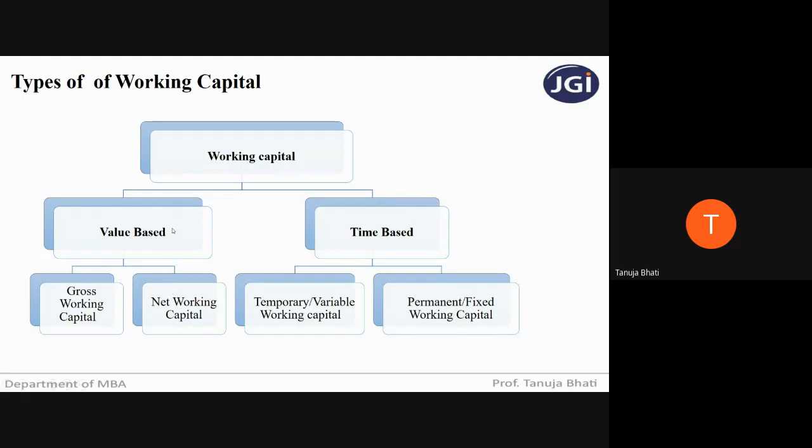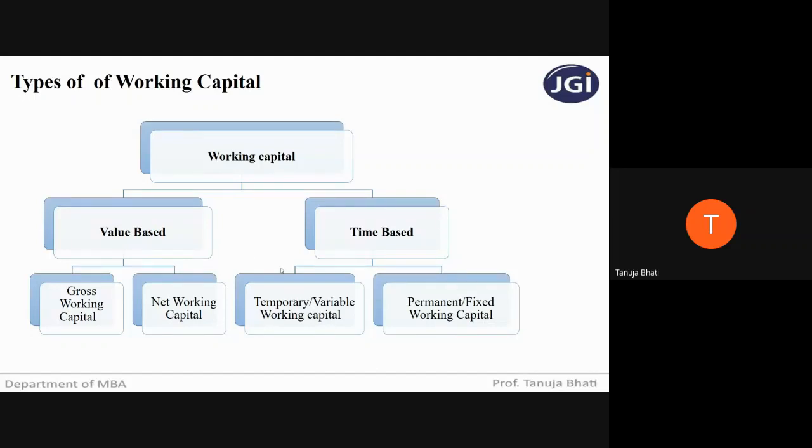So once again, I repeat, working capital is divided into value-based and time-based. Value-based: gross working capital represents the company's investment in current assets, and net working capital is the surplus of current assets over current liabilities. Next is time-based. In time-based, you have two types: temporary or variable working capital, and permanent or fixed working capital. Variable working capital, you can also call it temporary working capital.